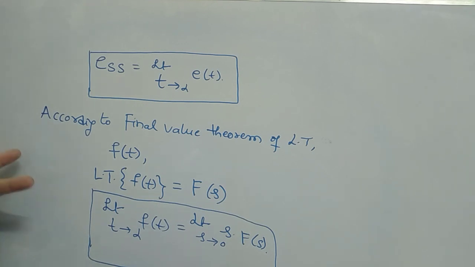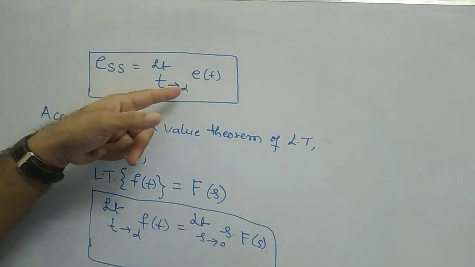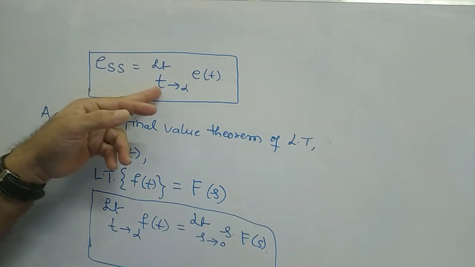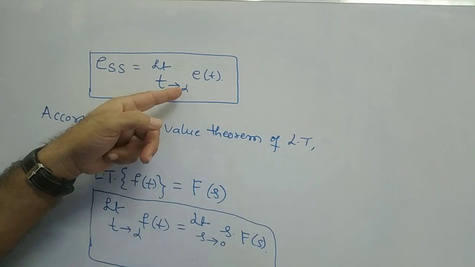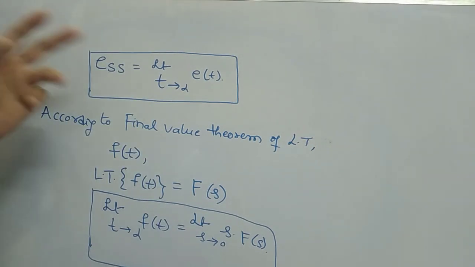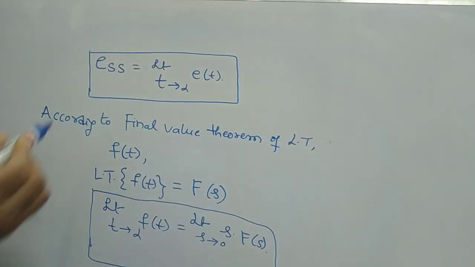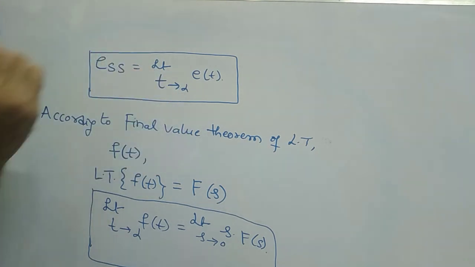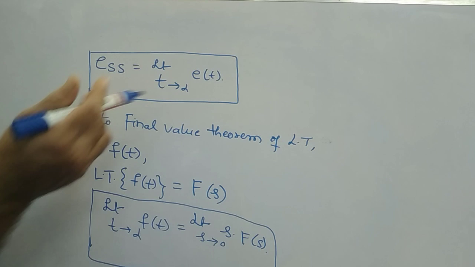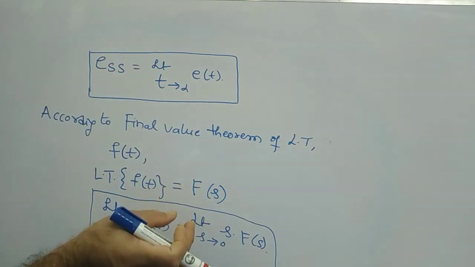There are two types of theorems basically, initial value theorem and final value theorem. Here as t tends to infinity, we are considering that is nothing but final value theorem. If t tends to 0, that is initial value theorem. But as far as steady state error is concerned, the limit is going to t tends to infinity. That's why we are considering the final value theorem.